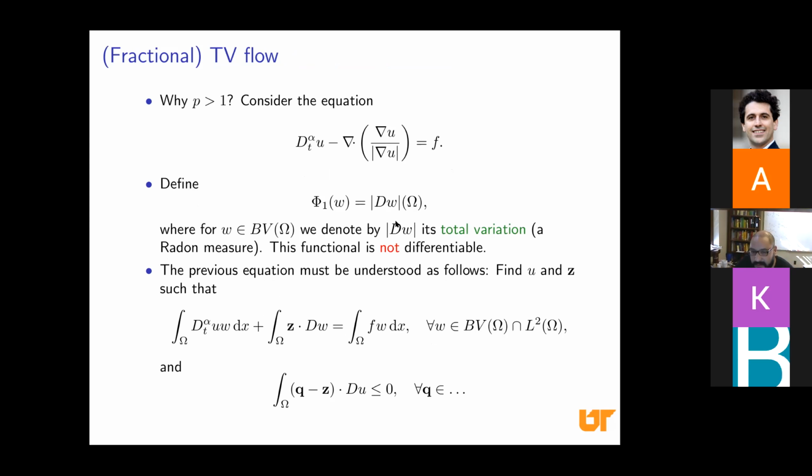So you need to allow derivatives to be Radon measures. And I only mention this because this so-called total variation flow needs to be understood properly, because this is like an absolute value, and the absolute value of this derivative is not differentiable, especially at 0.